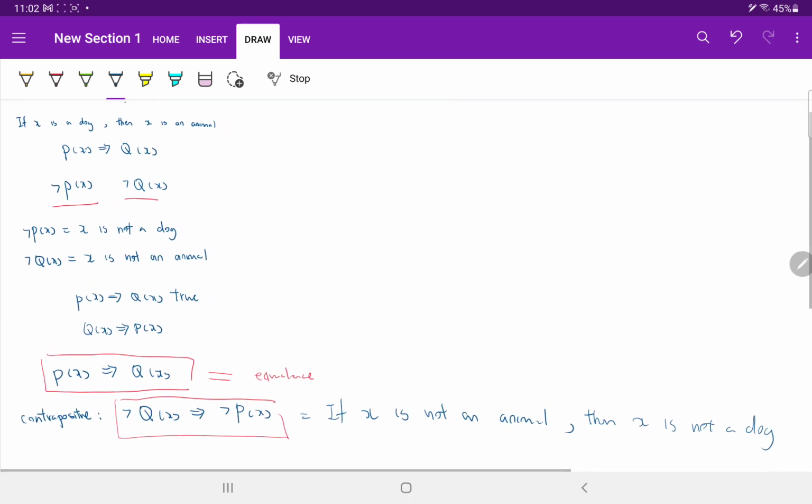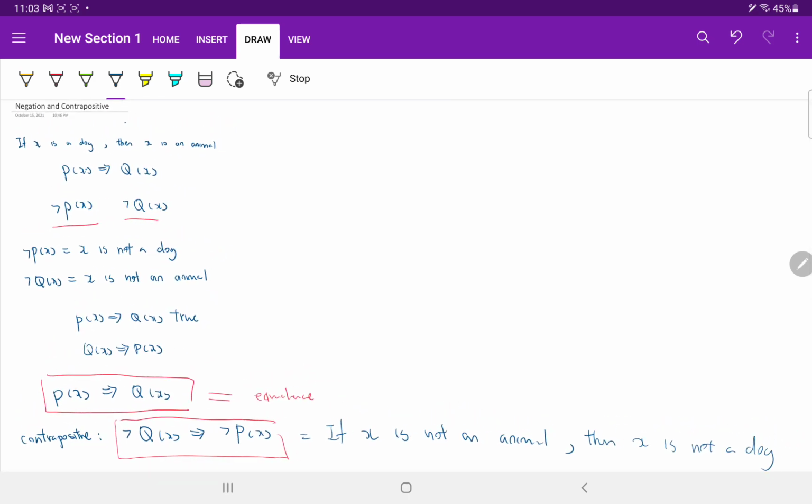So I just want to introduce that these two are equivalent, the idea of contrapositive, and it will be really useful later on when we try to prove different kinds of proofs, which I will talk about in the example videos coming later.